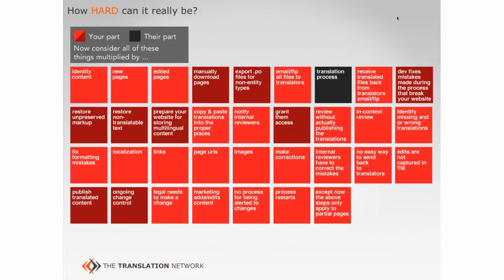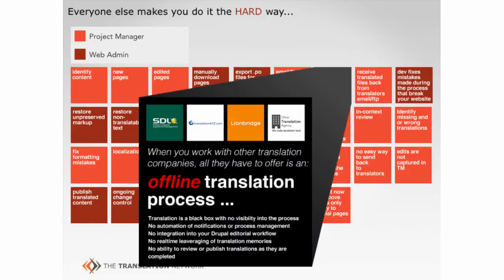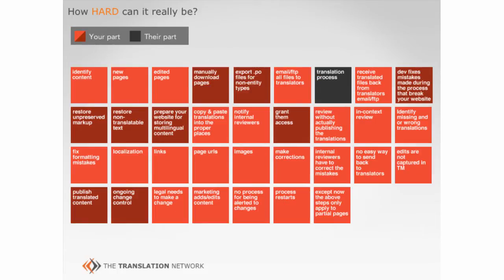And what an offline company does is only one step of this process. So when you work with other translation companies, all they do is offer this offline process. Translation is in a black box. You have no visibility into the process. There's no automation or notification of process management. Each of the steps isn't notified for the next person to work on. There's no integration into your workflow, no real-time leverage of translation memories, or the ability to publish and review the translations as they're completed. So, how hard can it really be?